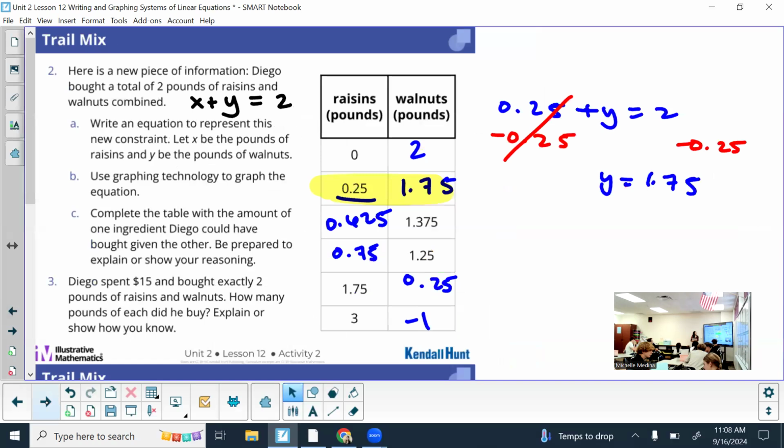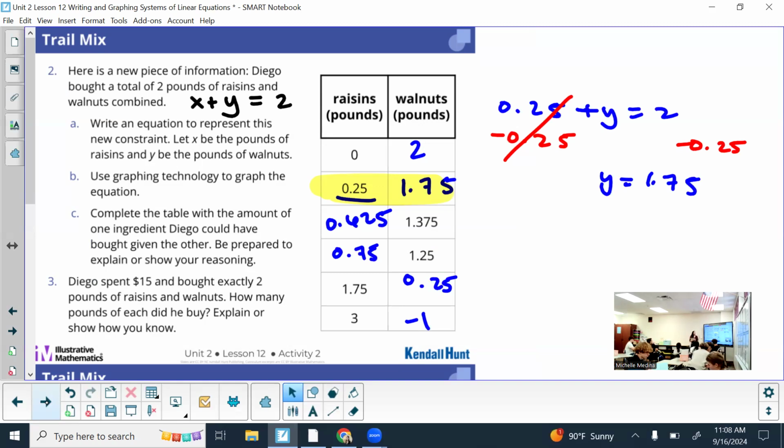But then this one is the one that not all of my classes got to finish. You had a new constraint introduced. So now Diego's buying a total of 2 pounds. And you'll notice each of these, when you add them together, they add up to 2. Because if they're buying 0 pounds of raisins, then the 2 pounds must be all walnuts. If they're buying 0.75 pounds of raisins, the other 1.25 must be walnuts. It has to add to 2 for this constraint.